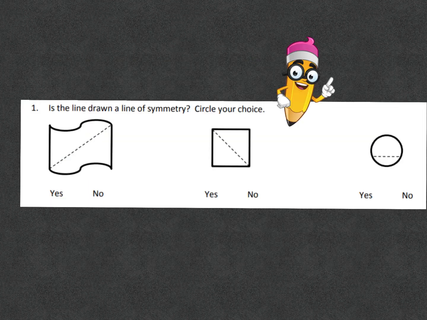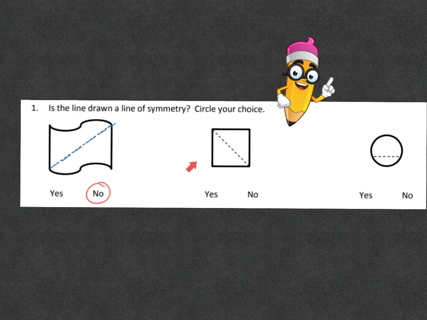Using what we know about symmetry, let's look at example 1. Example 1 says, "Is the line drawn a line of symmetry? Circle your choice." In the first shape, here we can see the line of symmetry. If we were to fold the shape along this blue line, do you think that the shapes would be mirror images of one another? If you answered no, that is correct. When we fold along this line, these curved lines would not meet up to make two congruent shapes.